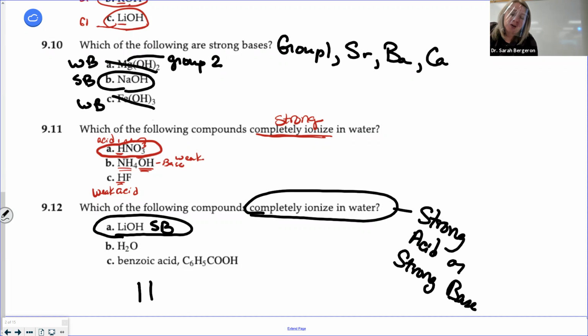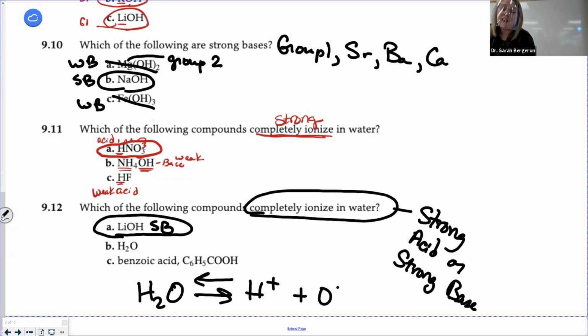So here's the deal with water, right? Some of the water is going to dissociate. So we actually have a double-sided arrow where we make hydrogen ions and hydroxide ions. It does that. It spontaneously ionizes.